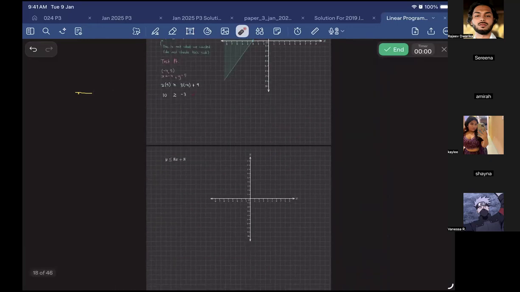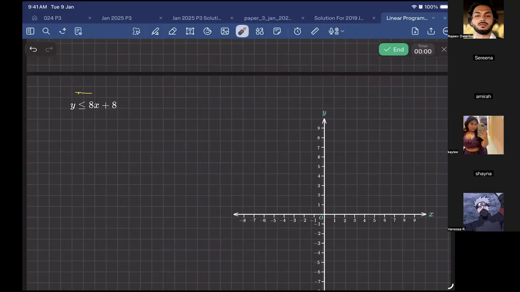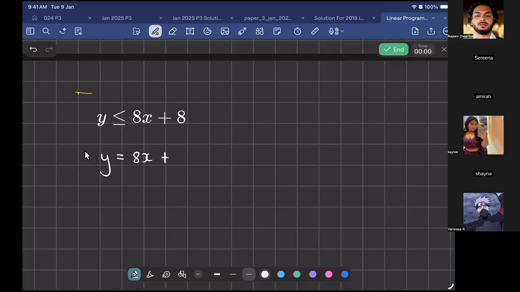So Kaylee, let's do a question together to make sure you fully understand this. All right. So Kaylee, what is the first step? Okay, sir. So the first step is, well, the x-intercept, we know y is equal to 0. Before that, let's make an equation. We take out the inequality and put in an equal sign. So y is equal to 8x plus 8, right?